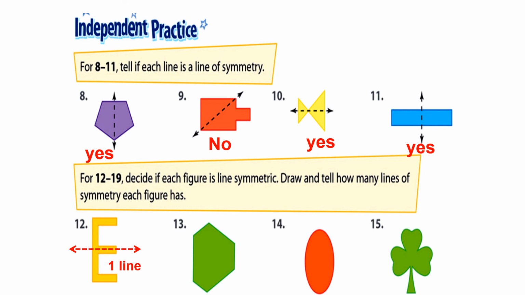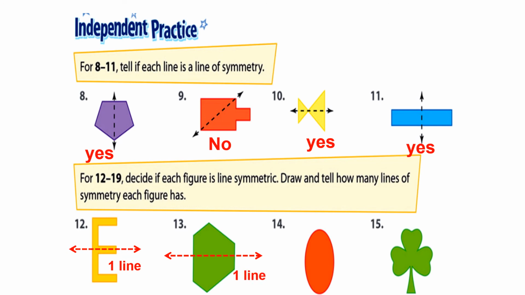What about question 13? What about this figure? How can we draw a line of symmetry with this one? As I said to you before, only draw a line that divides the shape into exactly two equal parts, which is drawn like that. Of course, we cannot draw it anywhere else. So how many lines of symmetry for that figure? Only one line of symmetry.